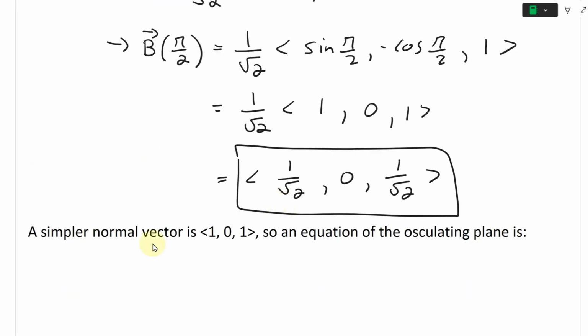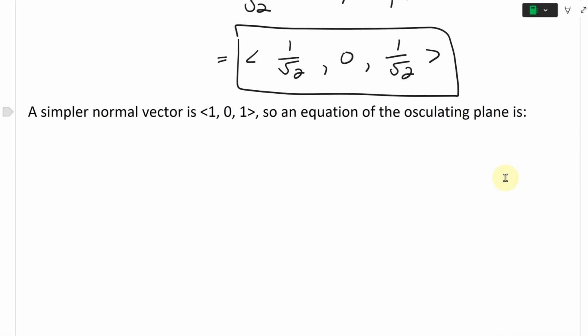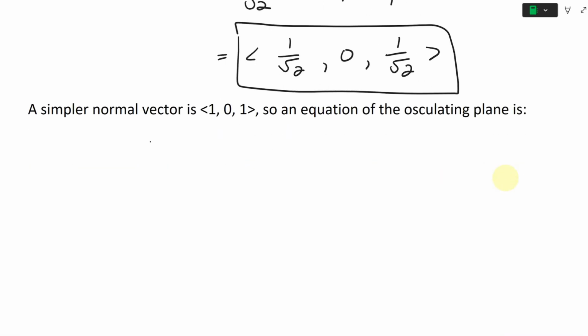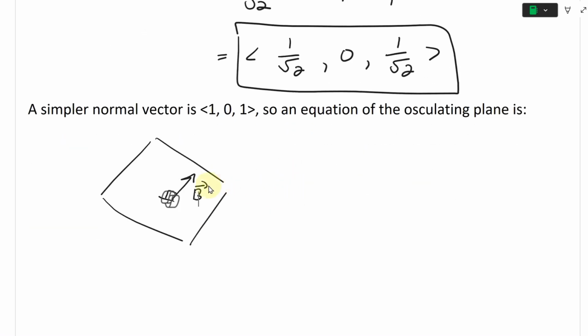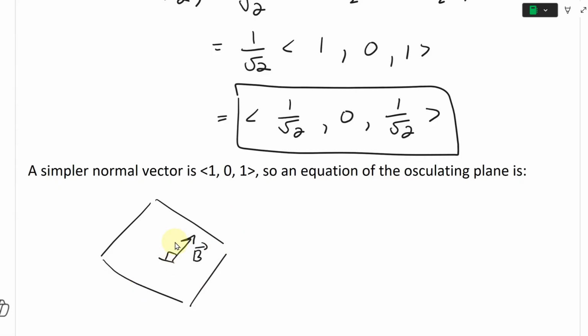All right, so if that's the normal vector, a simpler normal vector is just 1, 0, 1. So an equation of the osculating plane is, well, the reason that's simpler is because if we had a plane like this, and a normal vector like this, so this is our normal vector B, or binormal vector. But then this has the 1 over square root 2, so it's actually smaller than the one we want. Well, it's a unit vector, so it's unit 1 there. But what we'll do is multiply this by square root 2, so that it's the same direction but longer.